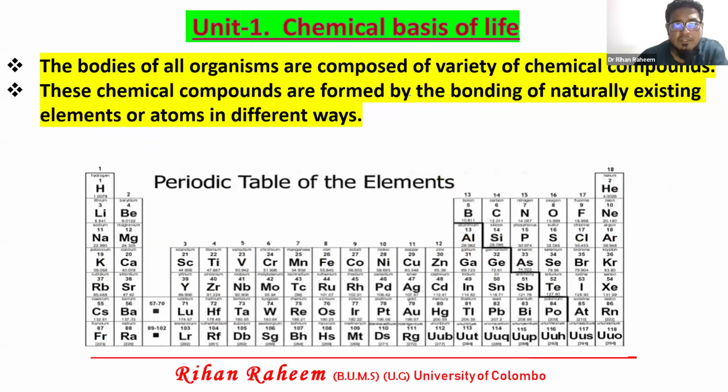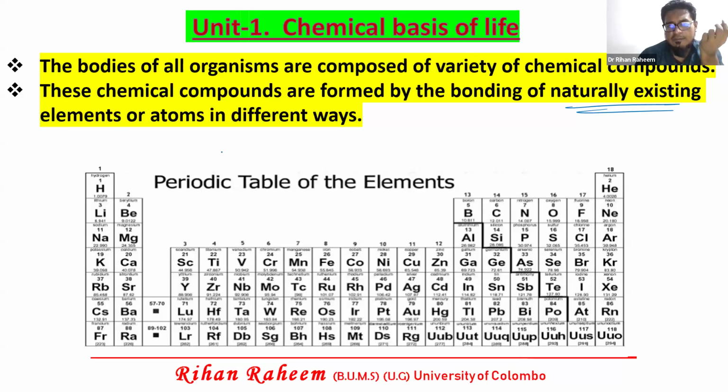When you look at the bodies of all the living organisms, they are composed of a variety of chemical compounds. Our body is made out of chemical compounds. Our skin has chemical compounds. Each and every organ is made out of chemical compounds. These chemical compounds are formed by bonding of naturally existing elements or atoms.